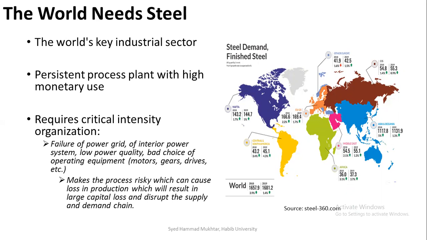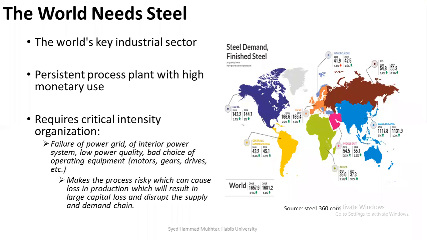To emphasize it as much as I could, I have written down the caption that the world needs steel. In the 21st century, where the world is growing exponentially, the use of steel is at its prime and is ever increasing. So, steel is the world's key industrial sector. It is a persistent process plant with high monetary use, and because of this, it requires critical intensity organization. Now, what is critical intensity organization?